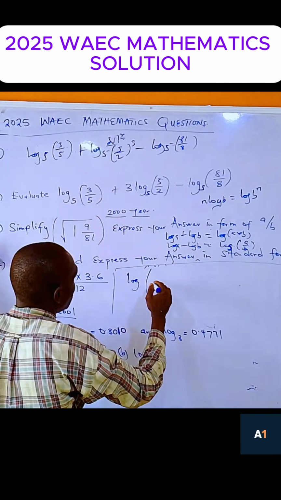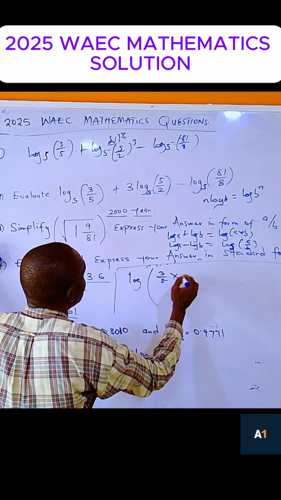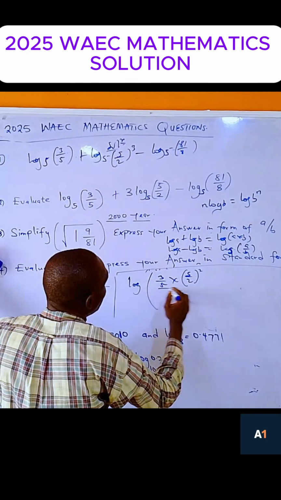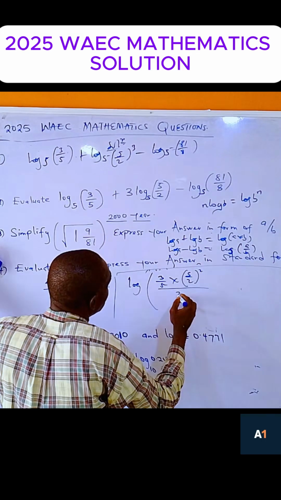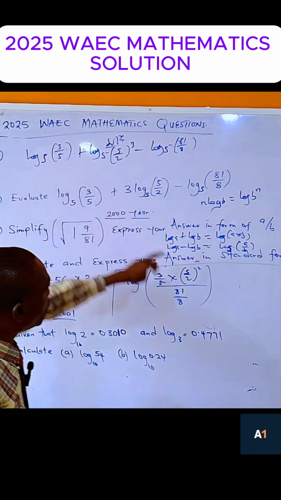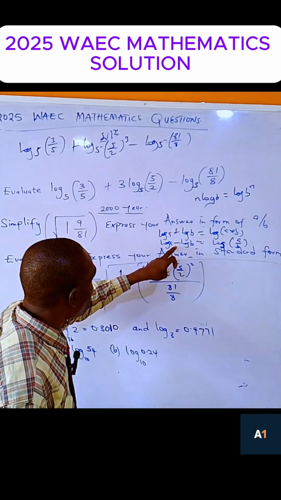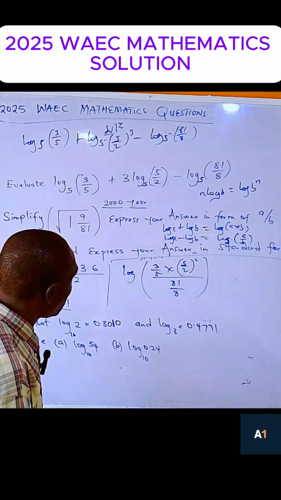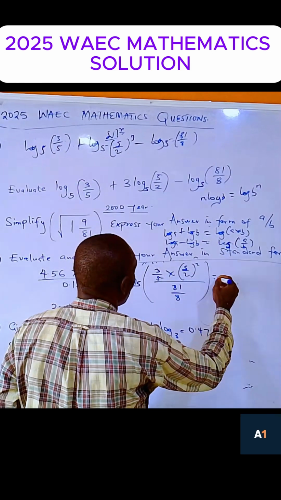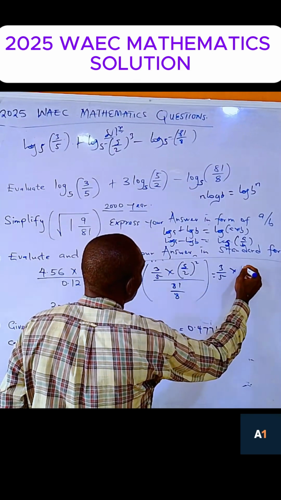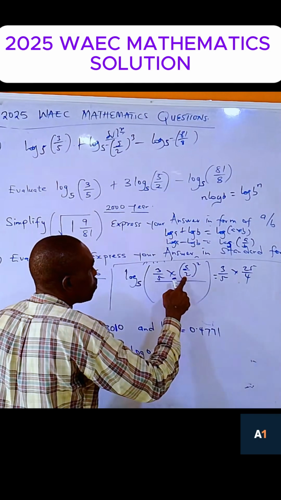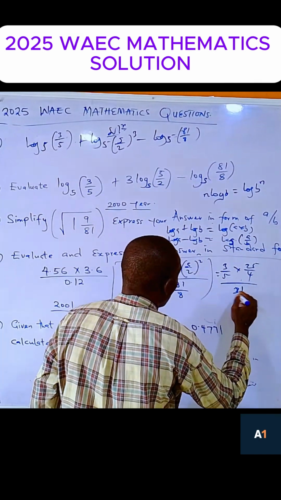So this one will now be equal to 3 over 5 times open bracket 5 over 2 squared, all over 81 over 8. So it will look like this, because addition is multiplication, then subtraction is division. So you just divide this with this one. Now based on log, the base is 5. So this one will be 3 over 5 times 25 over 4. You square this one. Square of 5 is 25, then square of 2 is 4. So all over 81 over 8.